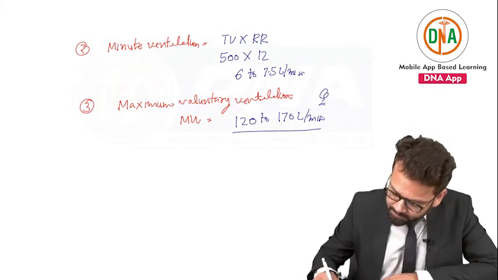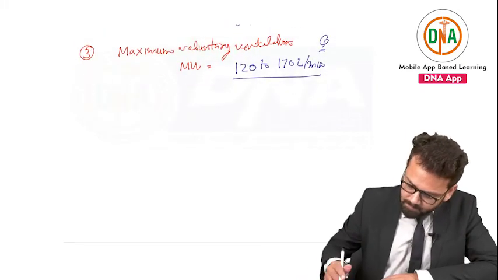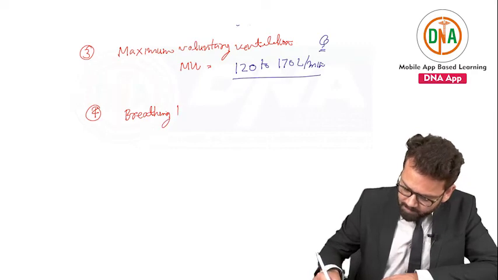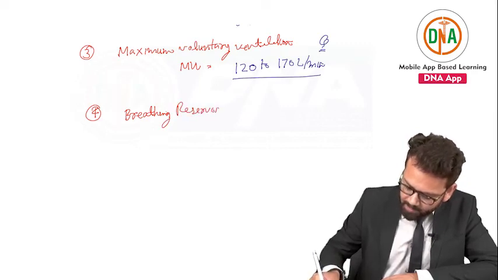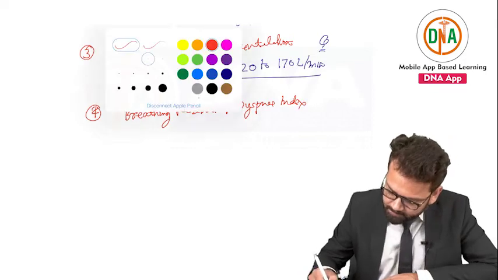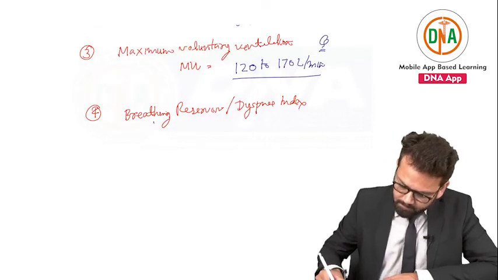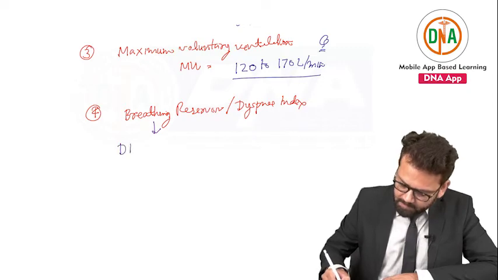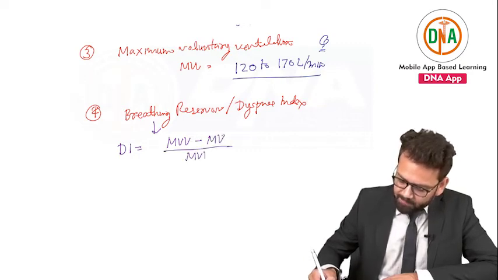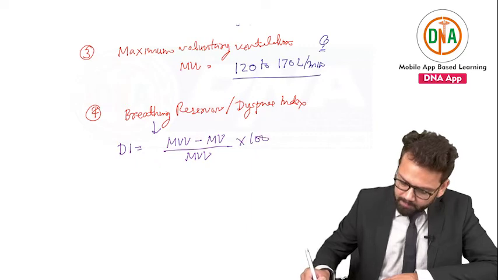And the fourth term is breathing reservoir, or dyspnea index. Dyspnea index is equal to maximum voluntary ventilation minus minute ventilation, upon maximum voluntary ventilation, into 100.